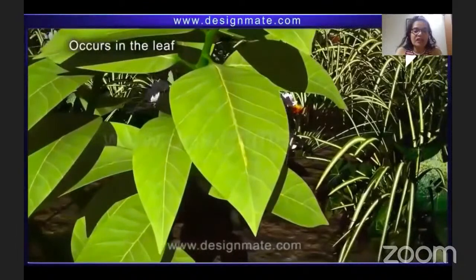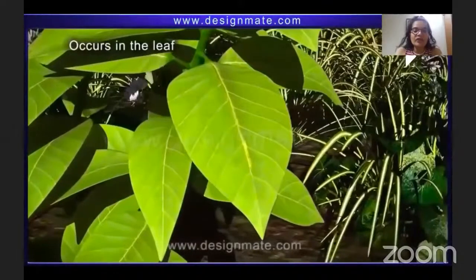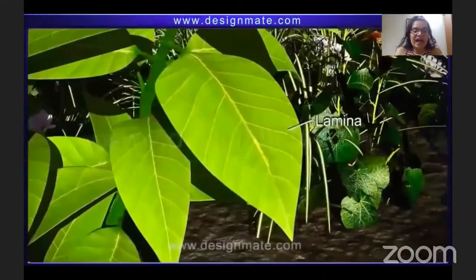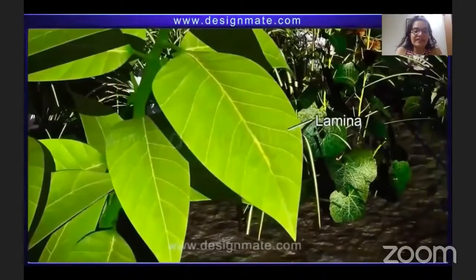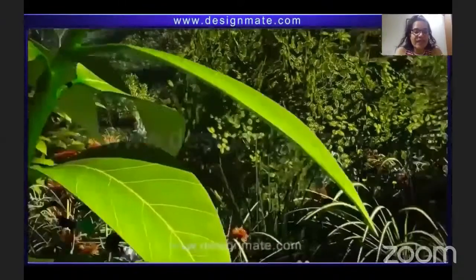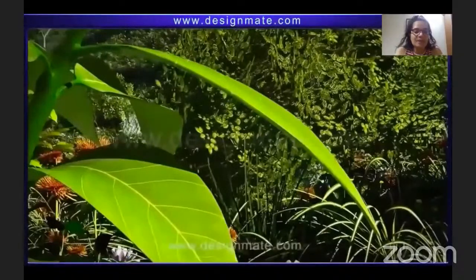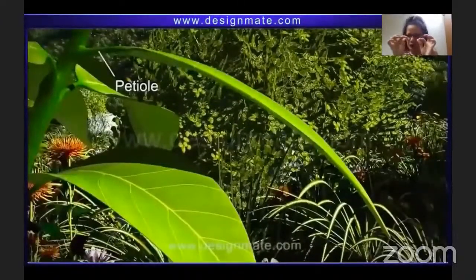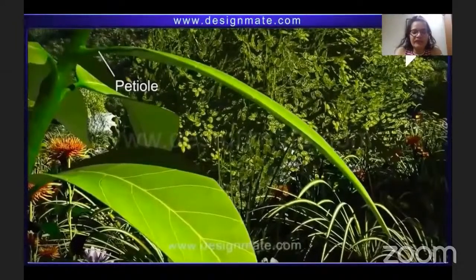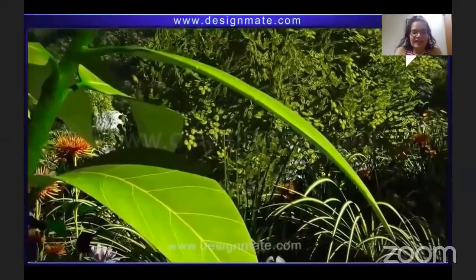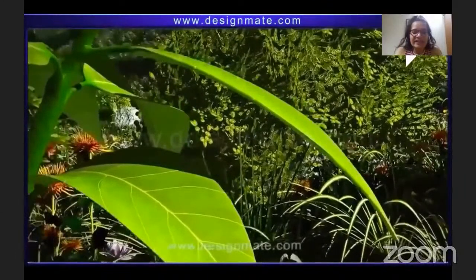Now a leaf consists of a flat thin lamina which is joined to the stem by a petiole. Can you see the petiole? It is joined, the little stem type, the little protruding thing from the stem, and then comes your leaf. That is called a petiole. Okay, the flattened lamina provides the large surface area for trapping sunlight.